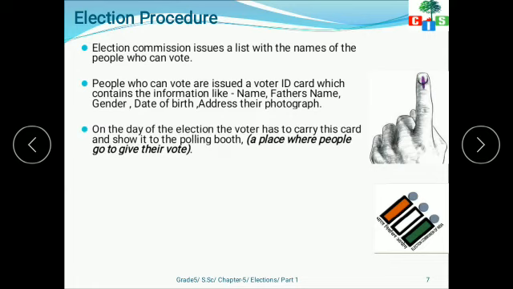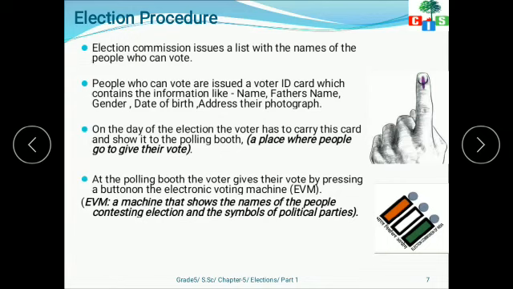After that, the third step is that on the day of election, the voter has to carry this card and show it at the polling booth. Now there is one word, polling booth. What is this? This is a place where people go and give their vote. So on the election date decided by the Election Commission, the voter can go, show their voter ID card and give their vote in the polling booth.